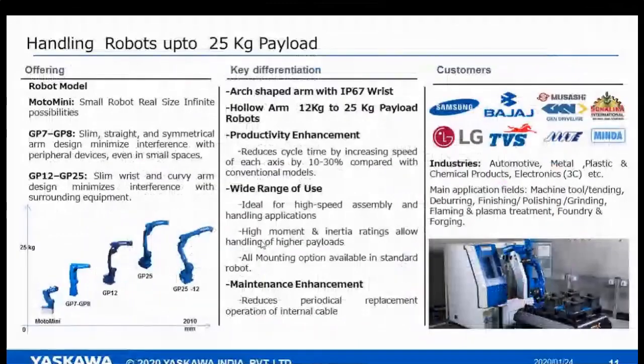And we are talking about handling robots also, for small pick and place applications, loading and machine tending applications. We start from the Moto Mini, a small robot you can carry by hand. Moto Mini is a half kg payload robot, and there are 8 kg, 12 kg and different payload robots available. Yaskawa basically produces 180 plus different robot models.